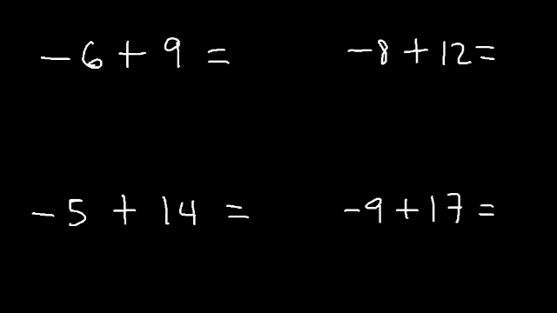So we have a positive and a negative number. Notice that the positive number is larger. So when we add these two values, we should get a positive value at the end. So -6 plus 9 is +3.